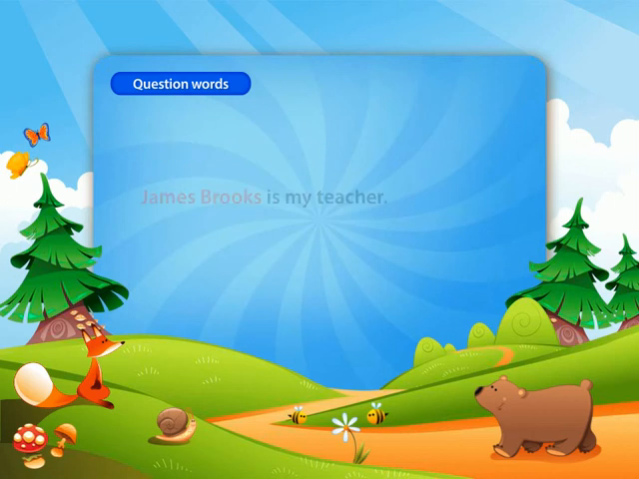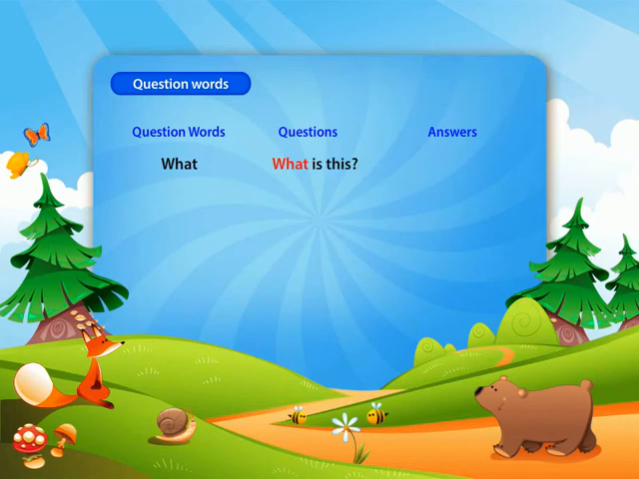What is the question word that is used to ask about things or animals? For example, you might hear the question, "What is this?" You would answer, "It's a frog."